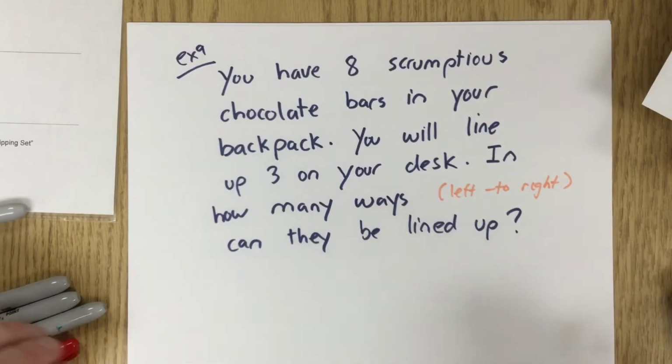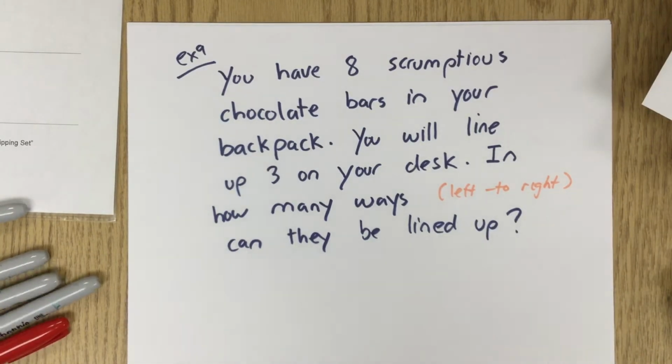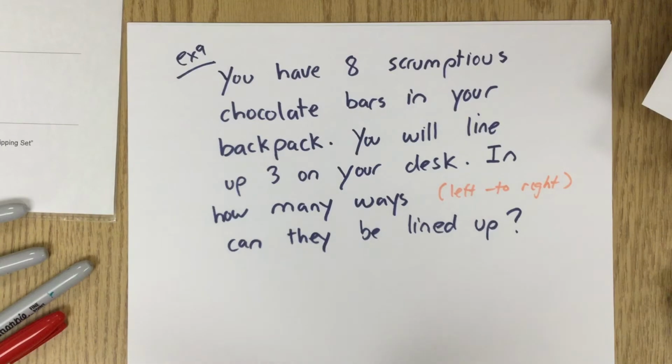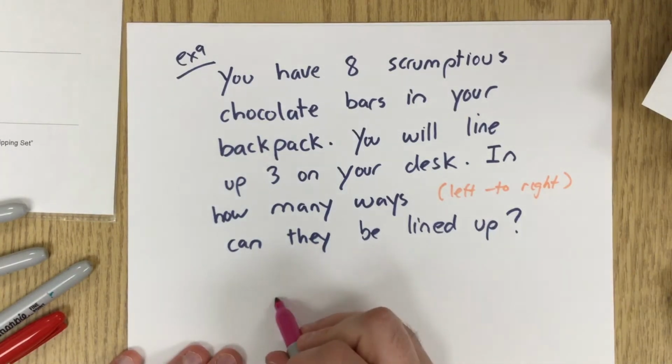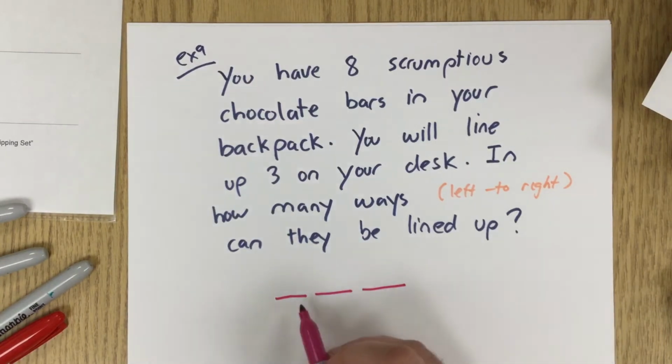Okay, so let's try out these permutations. So here's the example. You have 8 scrumptious chocolate bars in your backpack. You will line up 3 of them on your desk. In how many ways, from left to right, can they be lined up? So what we know is we're going to be lining up 3 of them on the desk. So 1, 2, 3. Now how many ways for the first one?